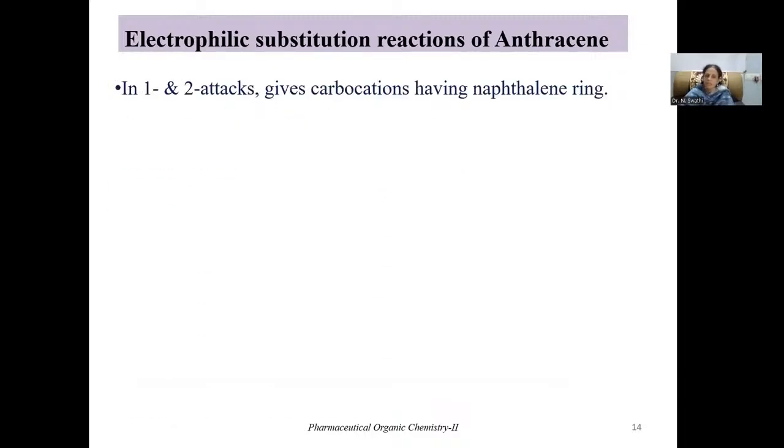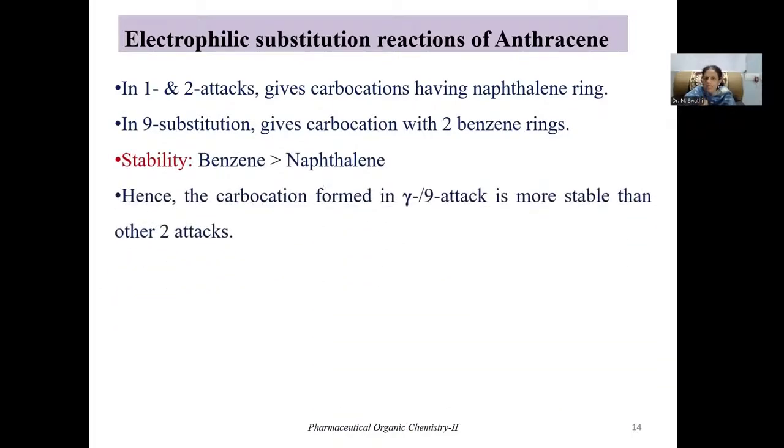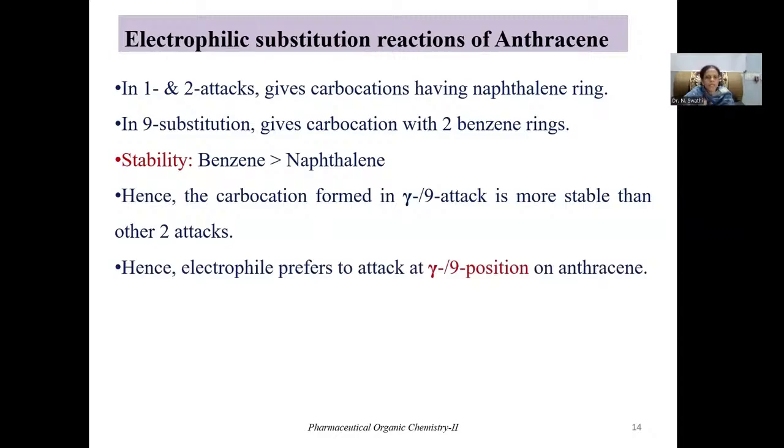So that is what is given here. In 1 and 2 attacks, the resulting carbocation is a naphthalene derivative, while in 9 substitution, it gives a carbocation which has 2 isolated benzene ring systems. So benzene stability is more when compared with naphthalene. It is because of this reason that the carbocation formed in gamma attack or 9 attack is more stable when compared with the other 2 attacks, that is 1 and 2 attack. Hence the preferred point of attack of the electrophile on the anthracene ring system would be at the gamma position or 9th position.